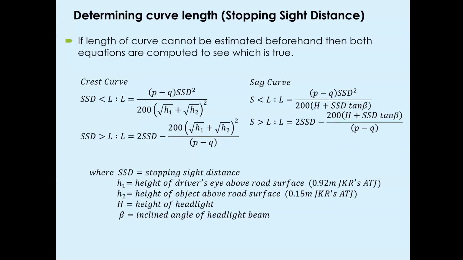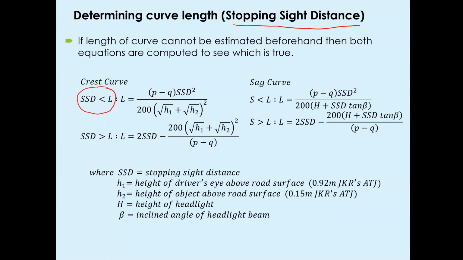Okay, how do we calculate it and how do we determine? So let's look at the first criterion. We want to determine the length of curve based on stopping sight distance. So we're going to use that as our controlling factor now, stopping sight distance. So there'll be two cases.